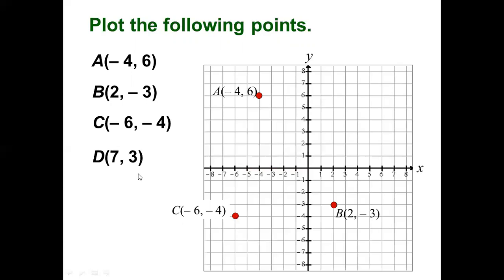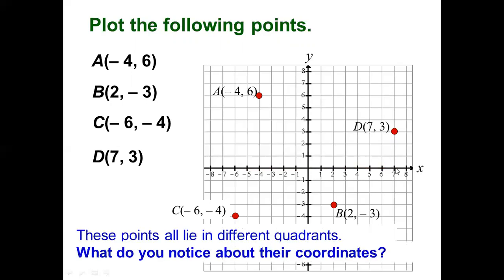Let's see this example, 7 and 3. I'm going to look for 7 on the x-axis first, and then 3 upwards. So this is the point. These points all lie in different quadrants. What do you notice about their coordinates? In this coordinate, the x-coordinate is negative and the y-coordinate is positive.